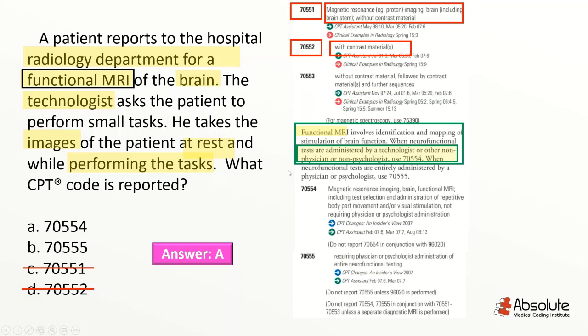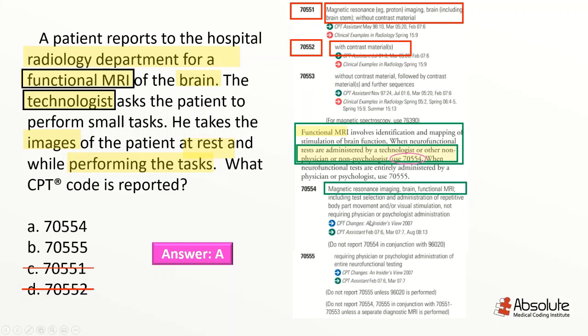This is involving the identification and mapping of stimulation of the brain. When it's administered by a technologist or other non-physician or non-psychologist, use 70554. What? It's already telling me something. Look at that. This is a technologist right there. Before I even get to the code, it's telling me I need to use this code. It is MRI of the brain, functional.